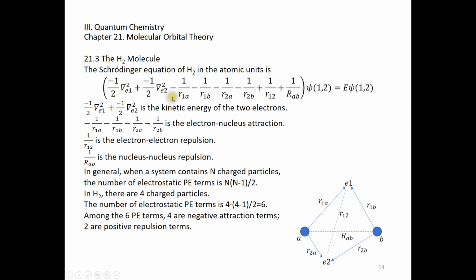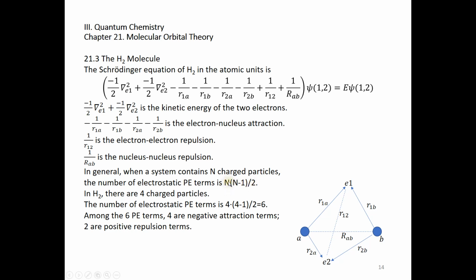H consists of the kinetic energy operators for both electrons, the attraction felt by these two electrons from the two different nuclei, electron-electron repulsion, and also nucleus-nucleus repulsion. In general, when a system contains n charged particles, the number of electrostatic potential energy terms is n times (n minus 1) over 2.